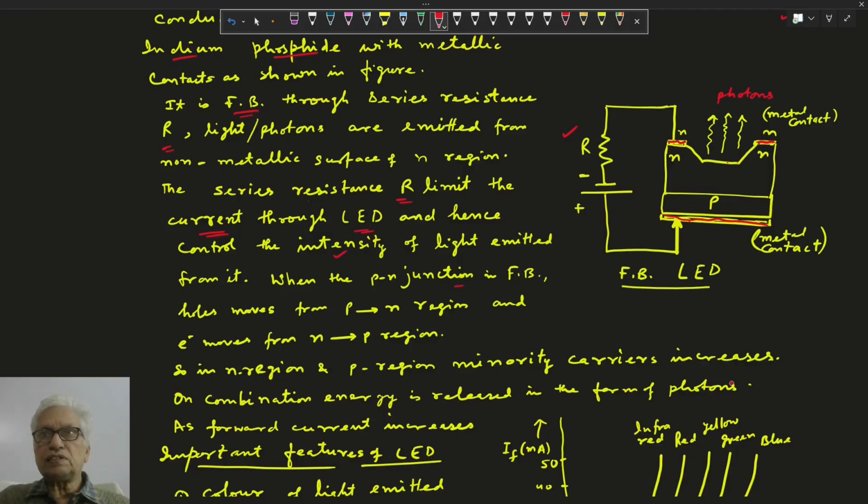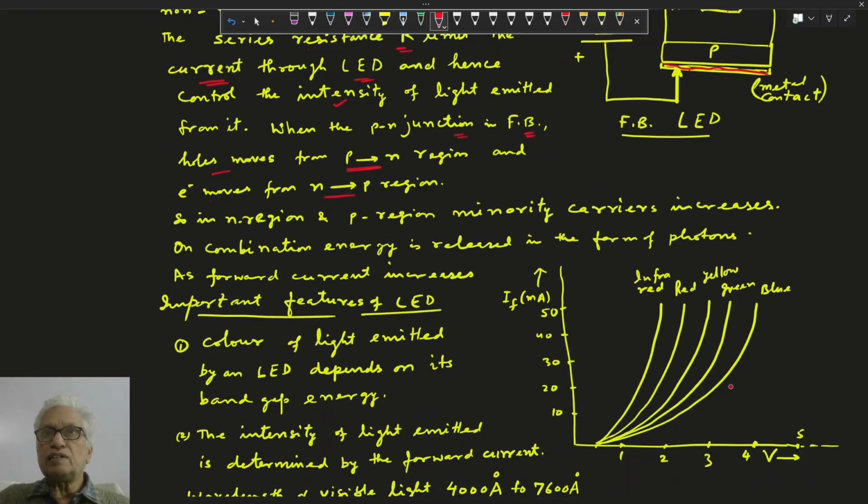When the PN junction is in forward biasing, holes move from the P region to the N region and electrons move from the N region to the P region. Means here the minority carriers in the N region and P region increase. On recombination, energy is released by the minority carriers in the form of photons.